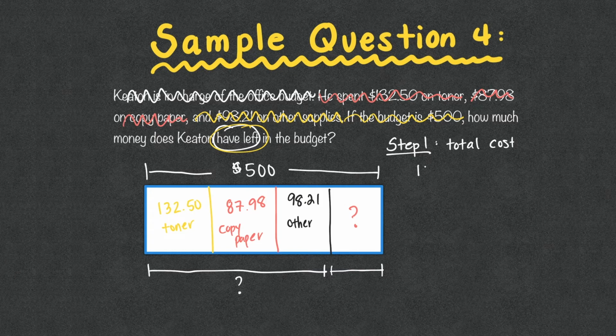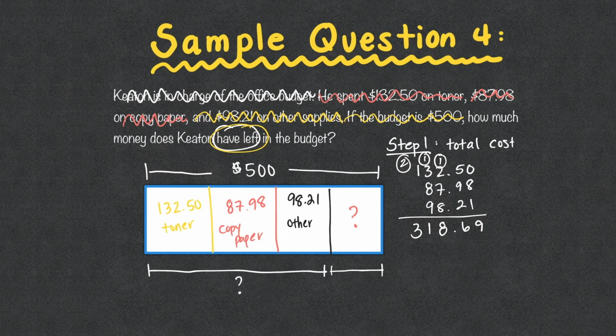So we're going to put our 3 costs down, line up our decimal points, and add them together. So 8 plus 1 is 9, 5 plus 9 is 14, plus 2 is 16, decimal point. 1 plus 2 is 3, plus 7 is 10, plus 8 is 18. Drop the 8, carry the 1. 1 plus 3 is 4, plus 8 is 12, plus 9 is 21. Drop the 1, carry the 2. 2 plus 1 is 3. So the total cost of everything is $318.69. So I can erase this question mark because I've now solved it.